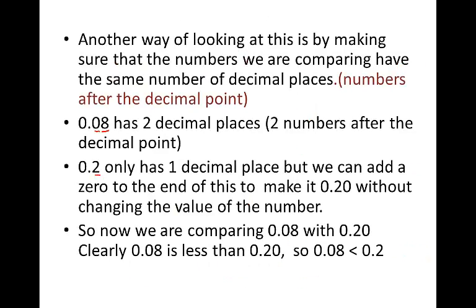Okay, so another way of looking at this is by making sure that the numbers we're comparing have the same number of decimal places, or numbers after the decimal point. So 0.08 has 2 decimal places, 0.2 only has 1 decimal place, but we can add a 0 to the end of this to make it 0.20 without changing the value of the number at all. So now we're comparing 0.08 with 0.20, and clearly 0.08 is less than 0.2, so we can have that comparison statement.